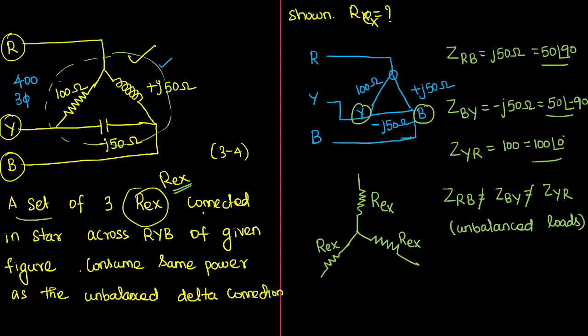A set of 3 RX connected in star across RYB. Same R, B, Y. Okay, they are taking the sequence RYB. You can interchange, I'm going with the RYB. You know how to do that, right? RBY, I'm going with the RBY.